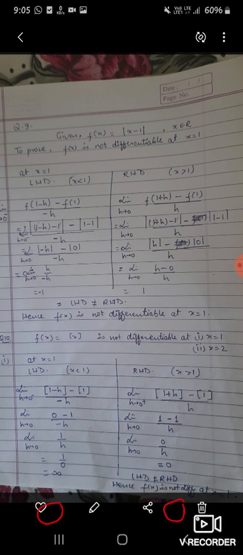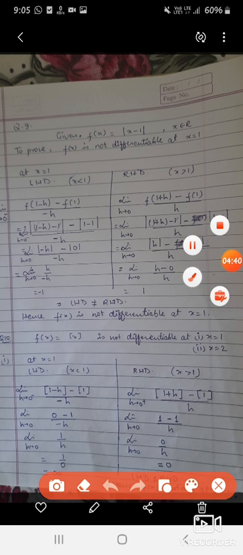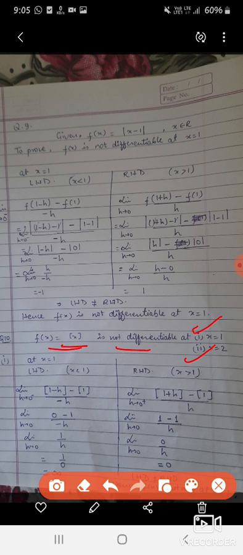Now come to question number 10. In question number 10, this function is called the maximum integer function. It is not modulus, it is the big bracket x, maximum integer function, and he is asking to prove it is not differentiable again, but at 2 points, x equals to 1 and x equals to 2. So firstly we will take only x equals to 1. The same procedure we will follow. LHD, x is less than 1; RHD, x is greater than 1.